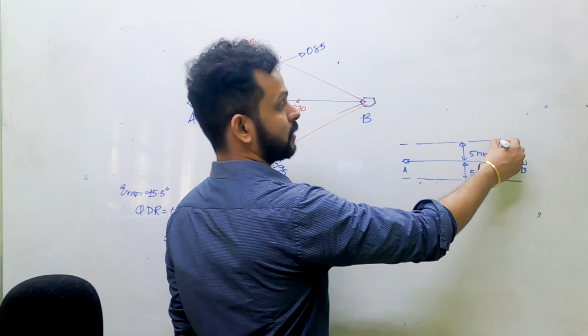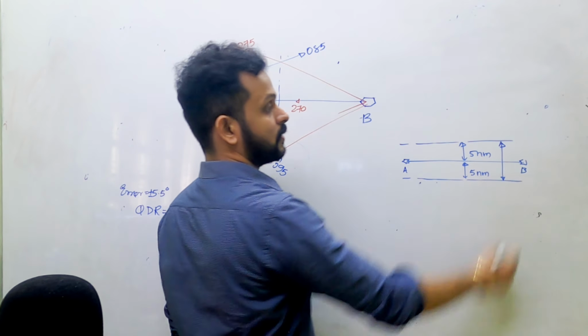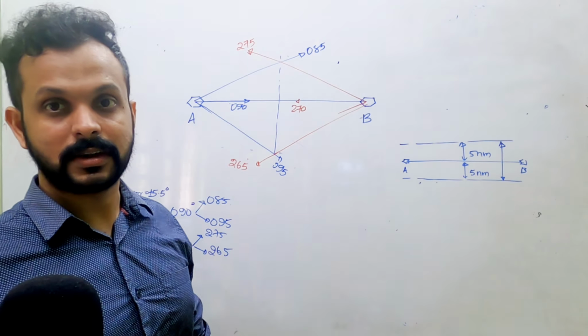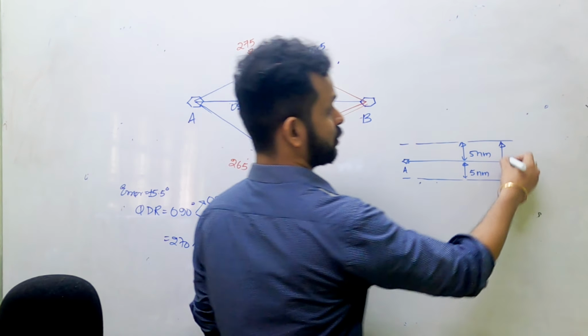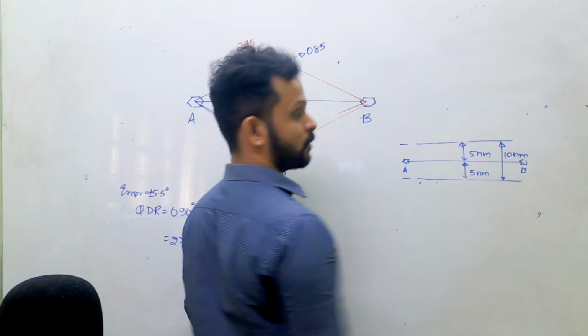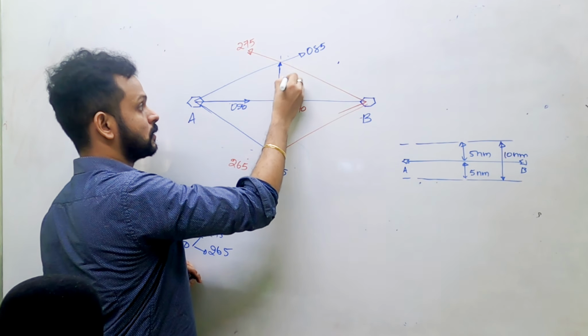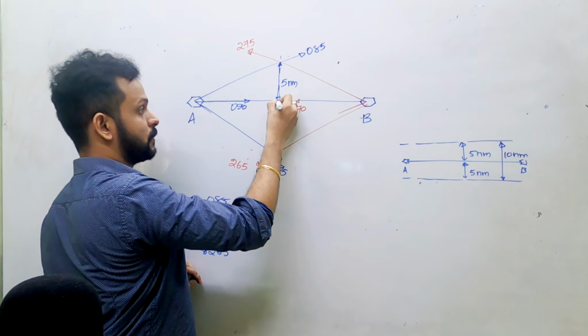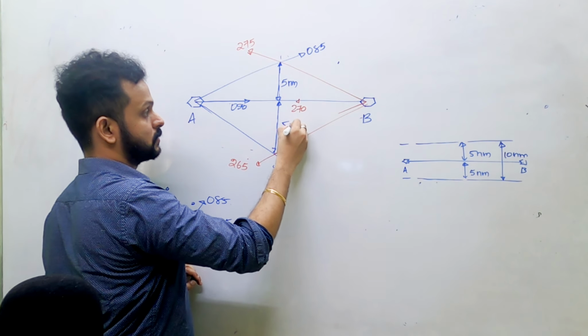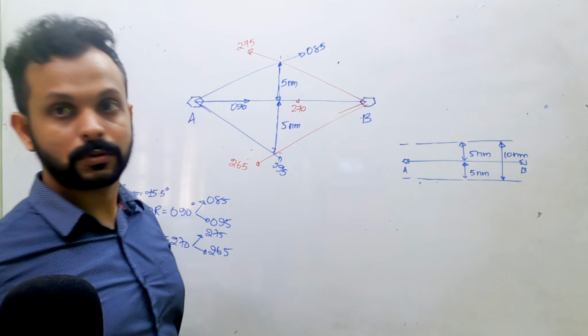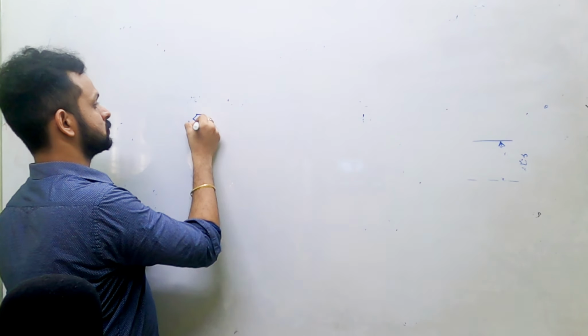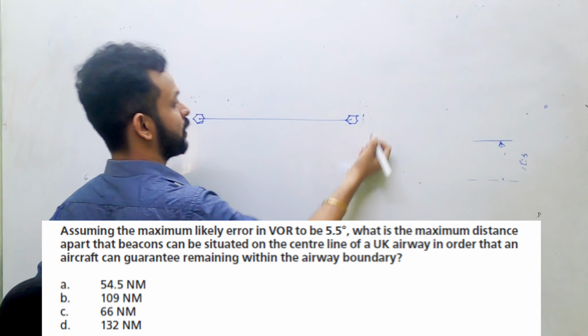Therefore, what is the width of an airway that is permitted? It is 10 nautical miles. 5 nautical miles either side, which means this should be 5 nautical miles and this should be 5 nautical miles. So 5 and 5 is 10, right?